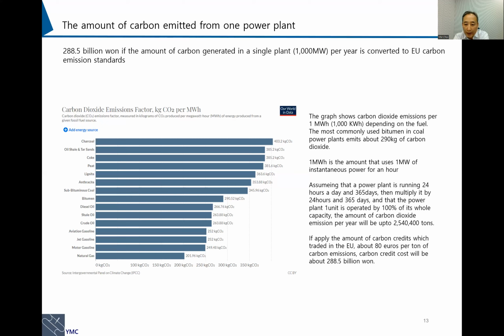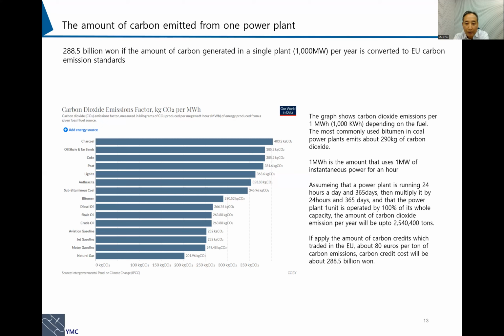But here, just to calculate simply, apply 100% operation. In that case, the amount of carbon dioxide emission per year can be 2.5 million tons.